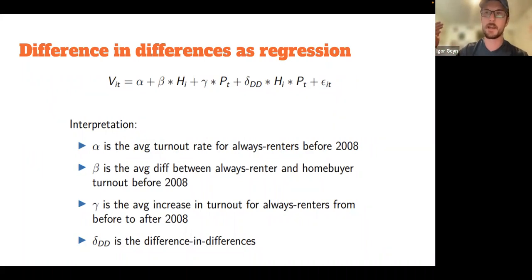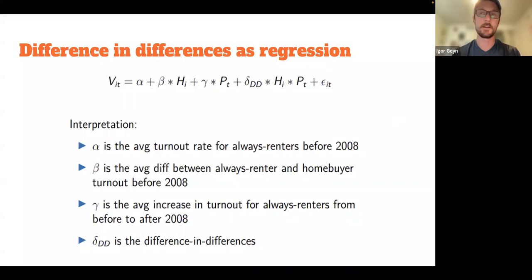Conversely, if we were looking at home buyers, that would be the treated group. And if we were looking after 2008, that would be the post-treatment period, right? If you remember this pre-post distinction. Okay, so alpha again is the average turnout rate, or the average value of the outcome variable for the control group in the pre-treatment period.